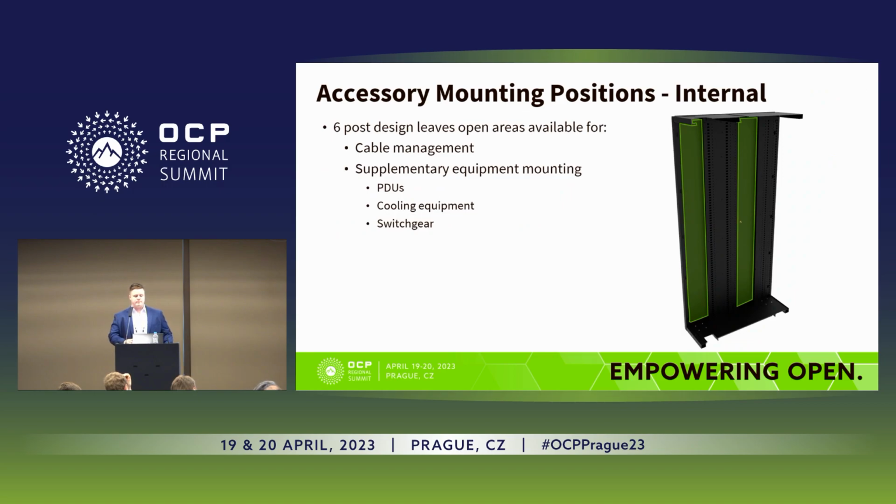And again, with a deeper rack, you've got more opportunity to utilize space within the rack. Obviously, cable management is always a hot topic and is always sought after. Every millimeter counts. So with this 6-post design, it gives you a lot more room between each of the posts to fit cable management and whatever other accessories. And as mentioned, if you're using shallow gear, you've got a lot more space at the rear for PDUs, switch gear, and cooling equipment as well.